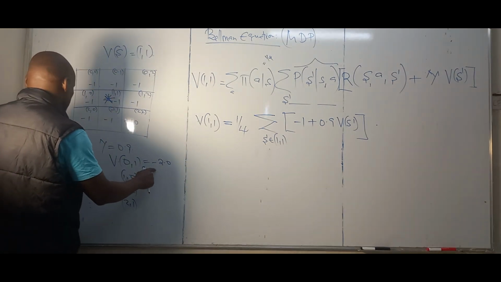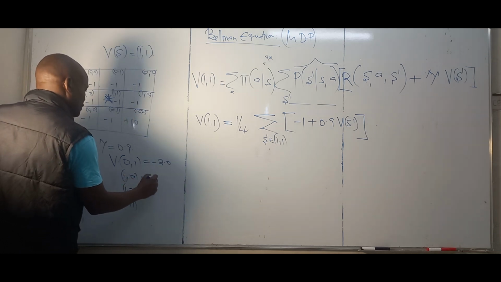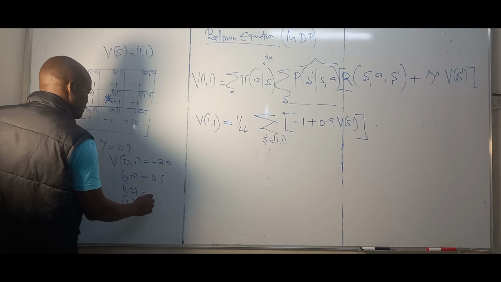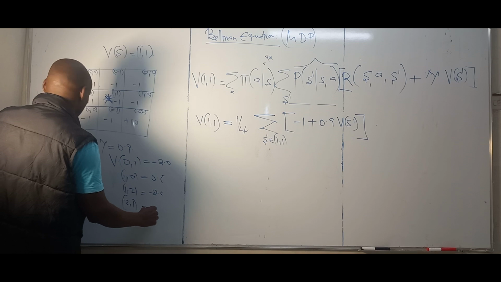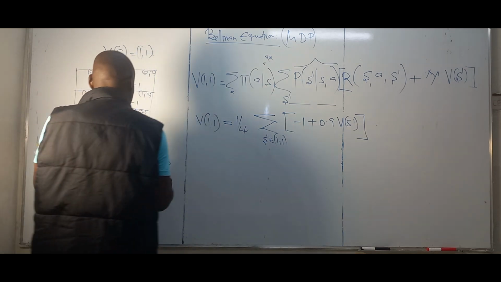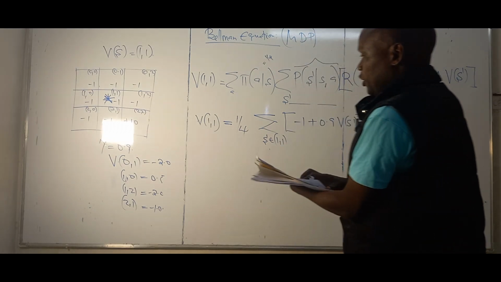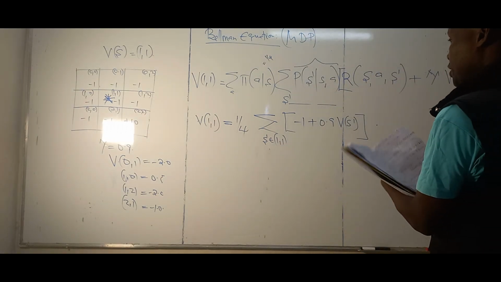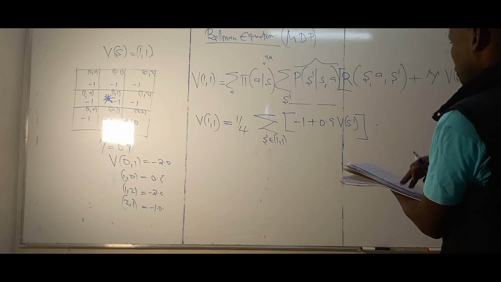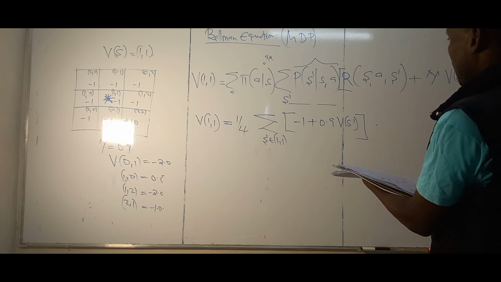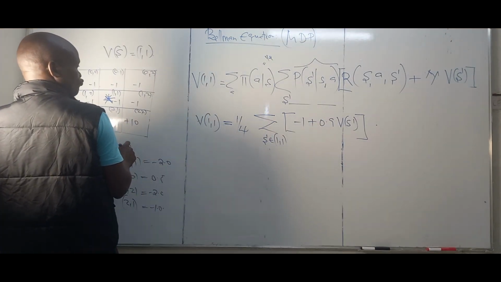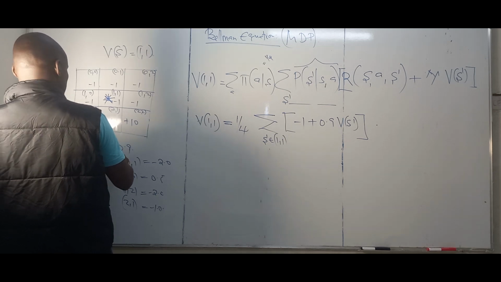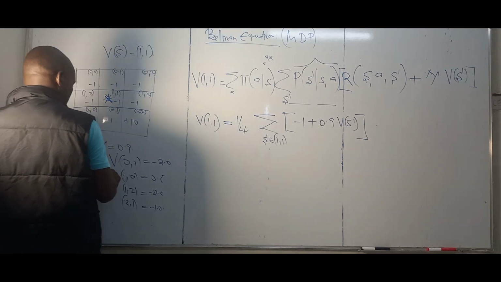So if this is assumed to be negative 2.0, and this is 0.5, and this is negative 2.0, and this is negative 1.0 as such, we assume those are the initial estimates of the value functions. Then we have to substitute them in this equation. Yeah, we'll substitute it in that equation. So that's what we have here. Did I have all of them? No, it should be this.